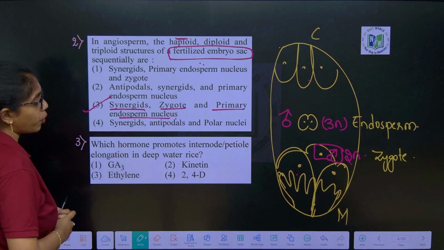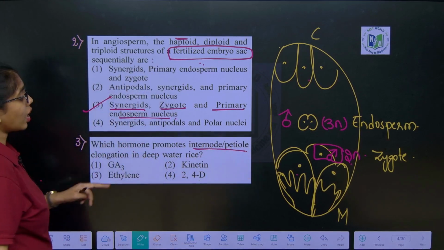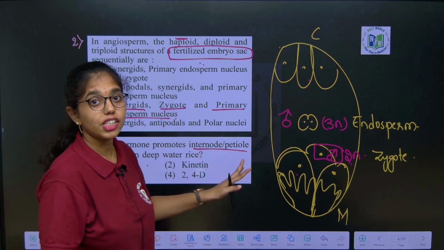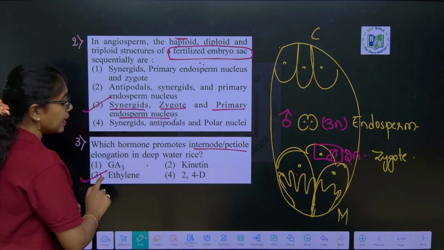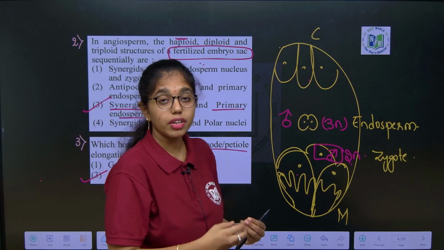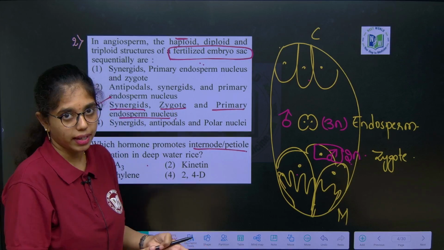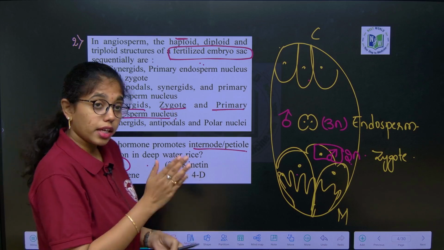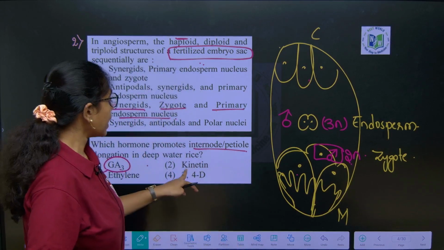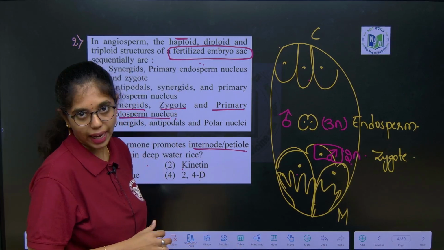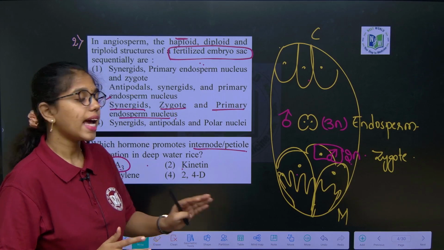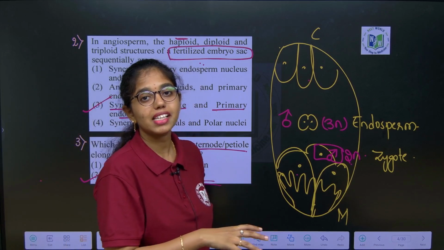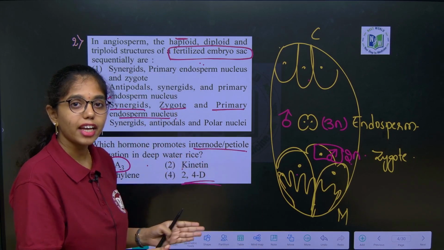Next, which hormone promotes internode or petiole elongation in deep water rice? In deep water rice, internode or petiole elongation is done by which phytohormone, Nana? Ethylene. Okay. If it is in sugarcane, or maize or mesophytic plants, then it is gibberellic acid that increases the internodal elongation in the stem. Kinetin is the synthetic cytokinin, artificial or synthetic cytokinin. 2,4-D is the synthetic auxin which acts as the best weedicide, and this will kill mostly dicotyledonous weeds.